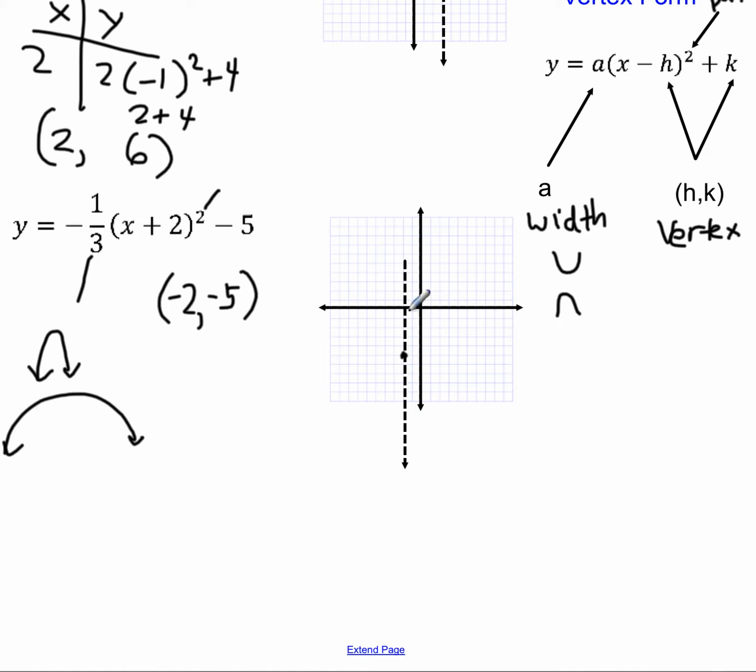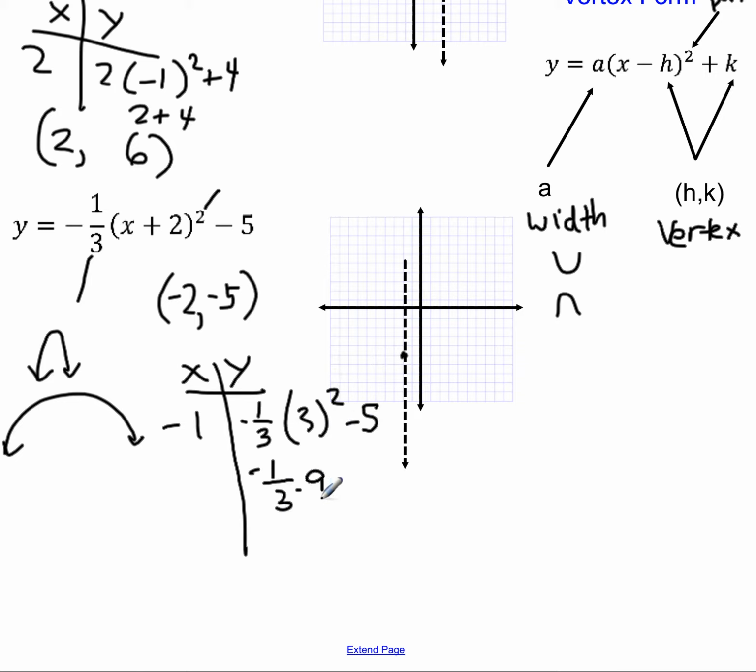So what if I did negative 1? I'll do it as close as I can because I want it to fit in my graph. So if I put a negative 1 in here, I'd have negative 1/3 times (negative 1 plus 2), which is 1, squared, minus 5. Actually, it's 3 squared, so I have negative 1/3 times 9 minus 5. Negative 1/3 times 9 is going to give me negative 3, minus 5, which will give me negative 8. So I know I have (negative 1, negative 8). Okay, so that point is right here, which means that over here would be my next point also.